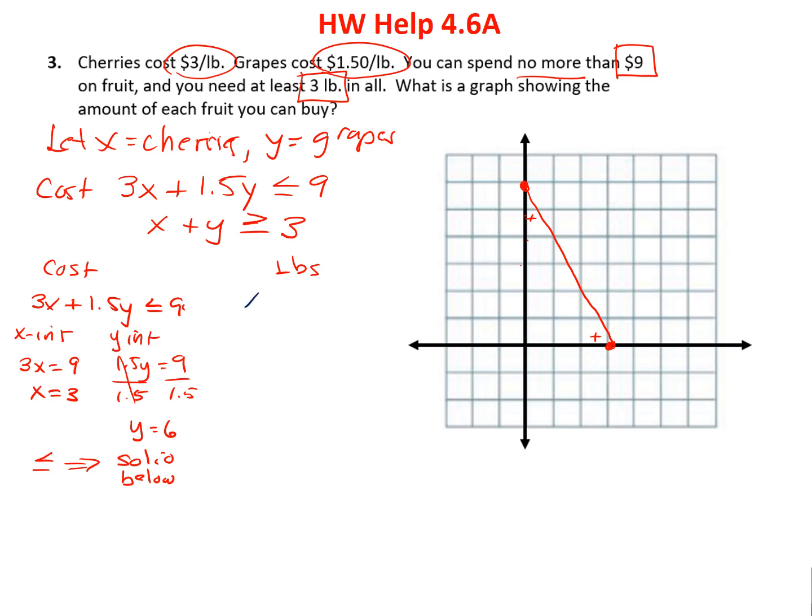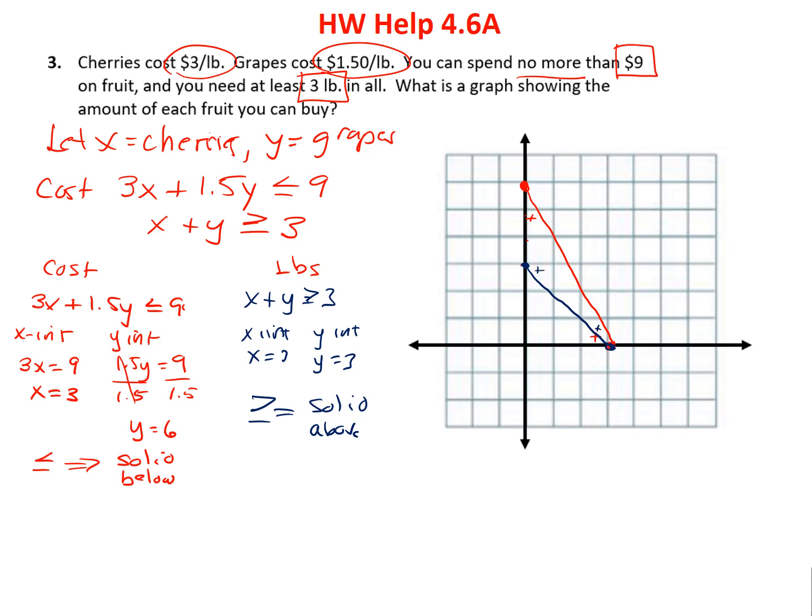And in the pounds, we have x plus y equals 3. Again, if I use the intercept, x-intercept is just going to be x equals 3. And the y-intercept is going to be y equals 3. So it crosses here, 1, 2, 3, and goes there. Now in this case, I have greater than or equal. So greater than or equal implies a solid line again, but this time above. Okay, so I can draw my solid line, and I'm going to put above.